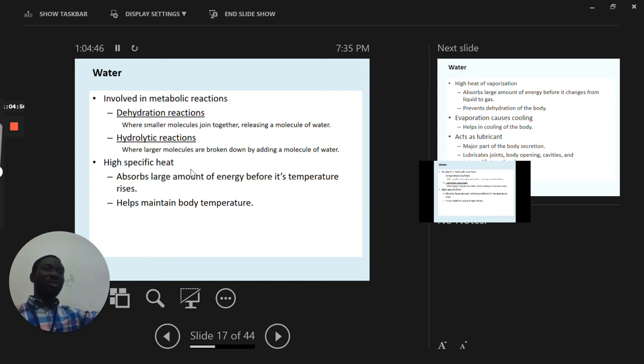Yeah, explain the second one again. Hydrolysis is the addition of a water molecule to break a bond. So one is break: addition of a water molecule to break a bond, hydrolysis. Dehydration is removal of a water molecule to form a bond, or to build a bond. Make sense? Yeah. Good.